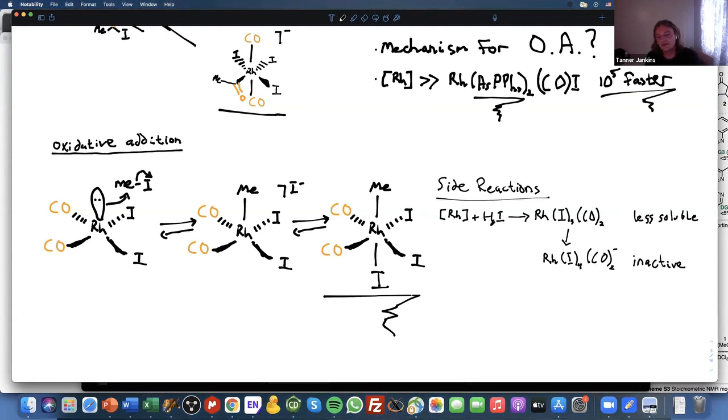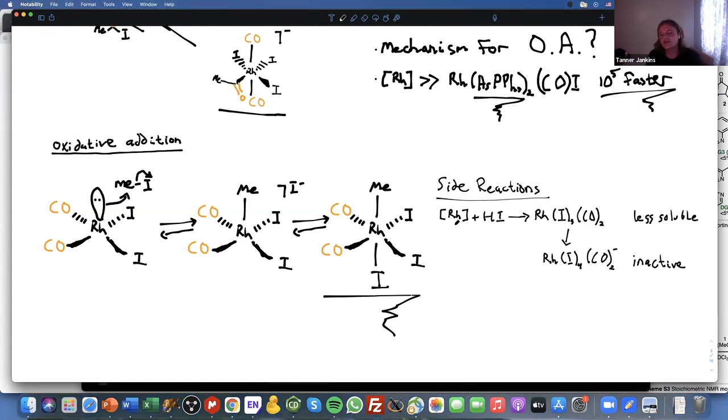And because rhodium is one of the most expensive transition metals, the ability to recover it and reuse it in these processes is absolutely essential. So understanding these side reactions is crucial, and maybe in some cases even more important than understanding the mechanism of the reaction itself.